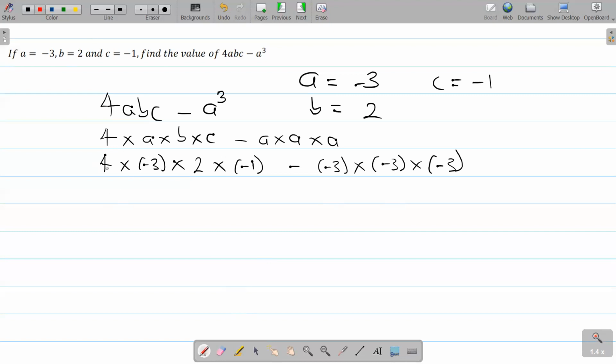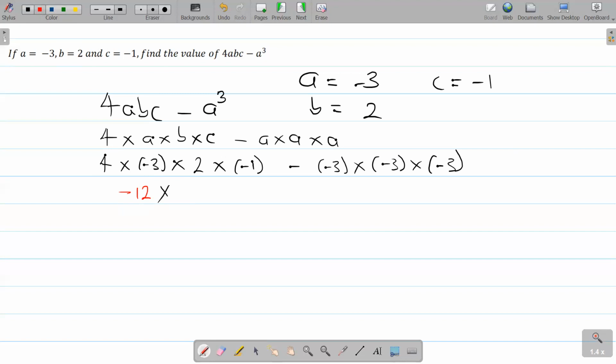So now we're going to take them in terms of positives and negatives. If you look at 4 times -3, the 4 is positive, right? So positive times negative, what do you get? I'm going to get negative. Good. So 4 times 3, what do you get? -12. Good. So this is negative 12, yes. That is for the first part.